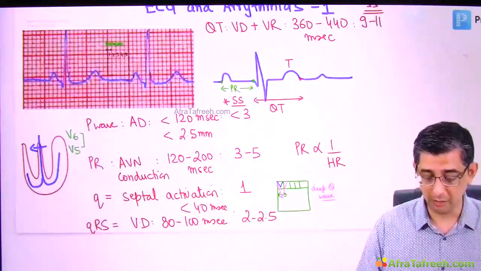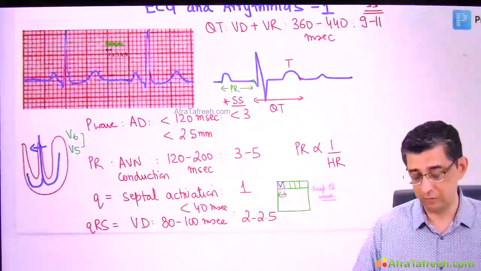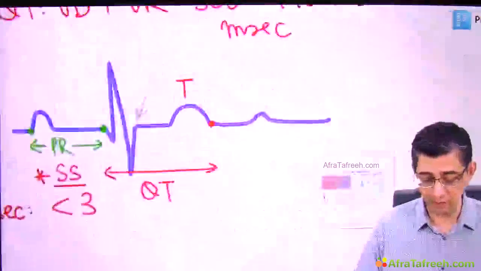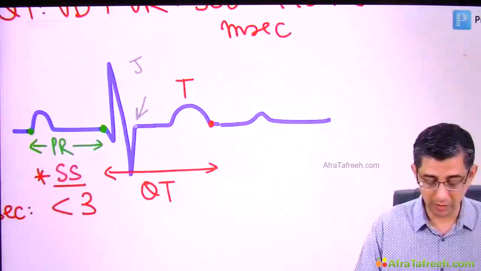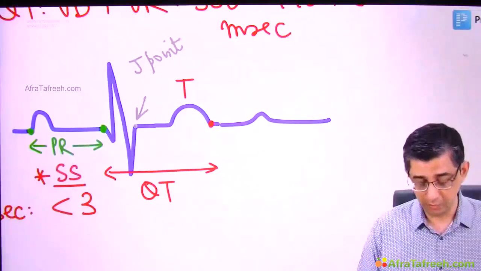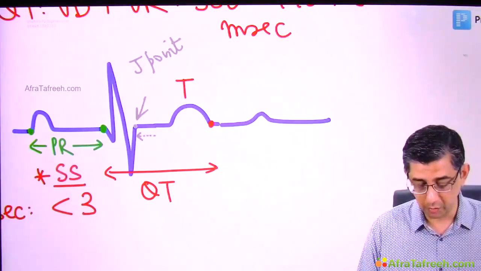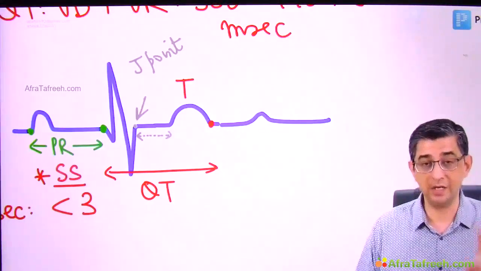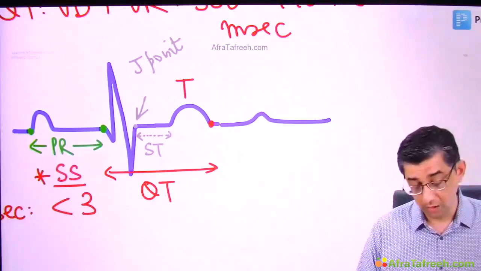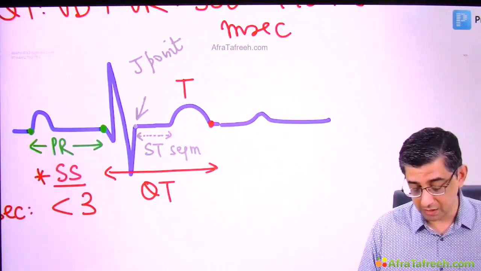Now comes an important domain. Please be very careful in what I say next. You can see the end of the S wave, this area that I'm zooming in on. This is what is called the J point. It is also called the isoelectric point. This area that I'm now marking, the end of the S and the starting of the T, is called the ST segment. Well, QT is an interval and ST is a segment.